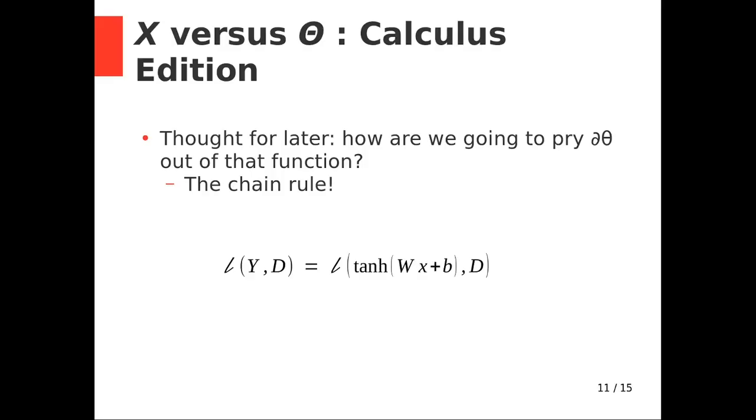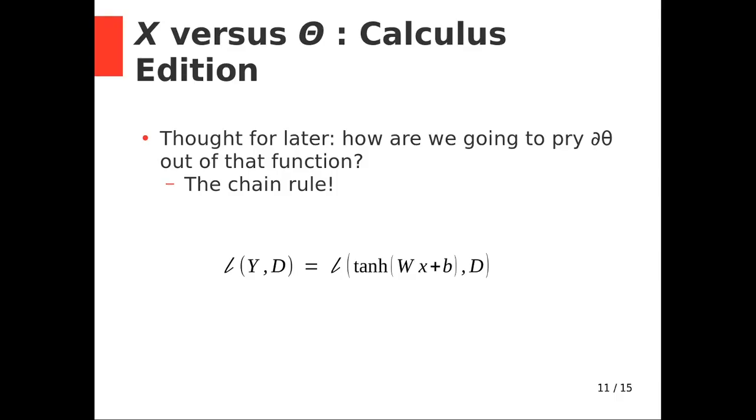Okay, so thought for later: how are we going to pry that d theta out of that function? I need to figure out why it's doing that, because it's real bad. So how are we going to pry? If we want, that's supposed to be an m, my mistake. If we want dL/dw, how do we pry that out of this? Well, the chain rule. We're going to use the good old multivariable chain rule later.